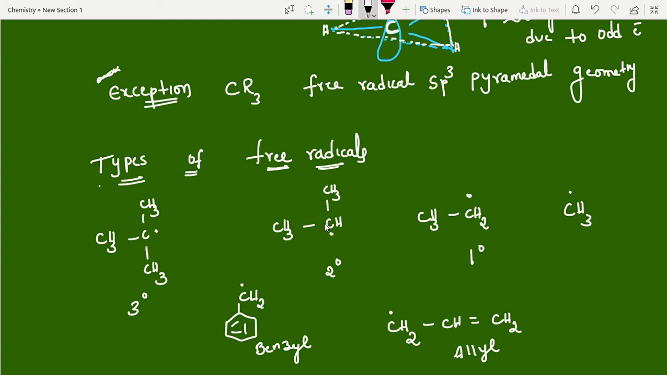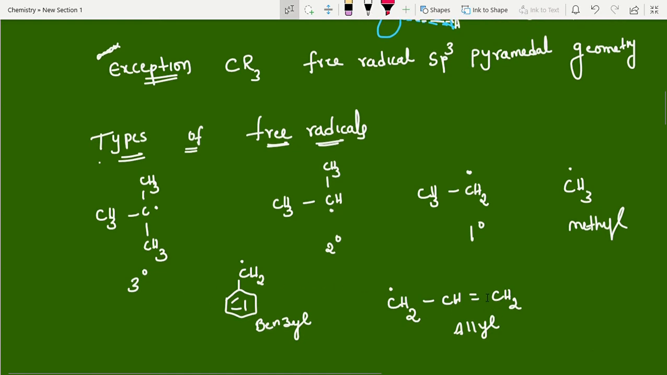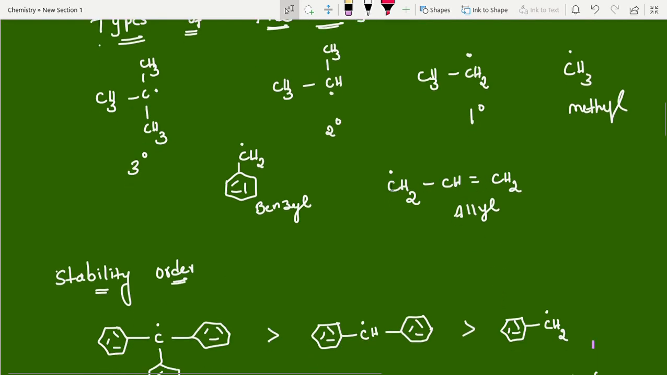3 degree, this is 2 degree, this is 1 degree, this is methyl free radical, and the next one, this is benzene ring CH2. Benzene ring CH2, then only we call it benzyl. Next, this is allyl free radical. This is allyl, students, CH2 double bond CH2. Here propene, you know propene, CH3CH double bond CH2. Instead of one hydrogen, here I am writing radical, that we call allyl free radical.